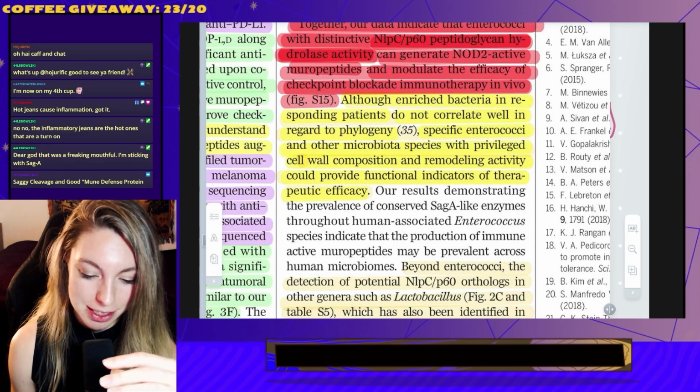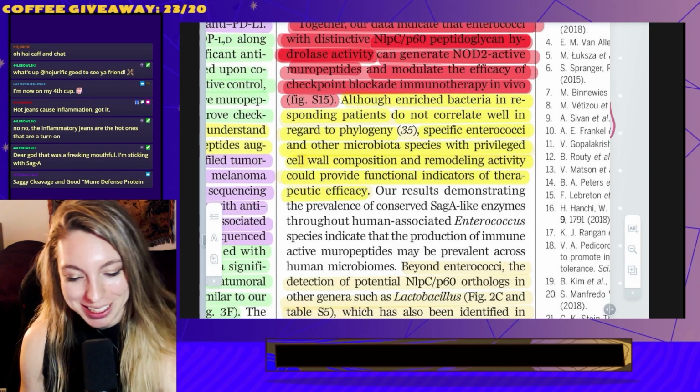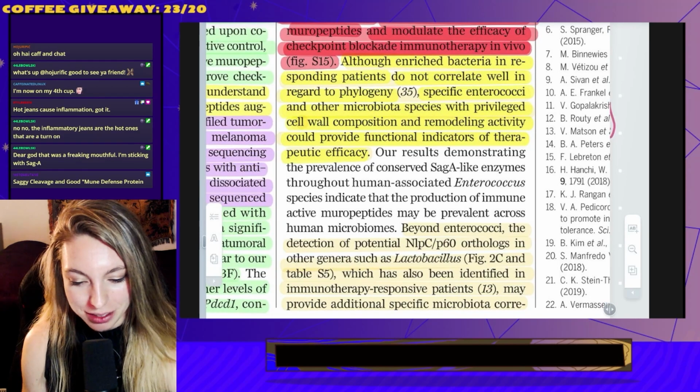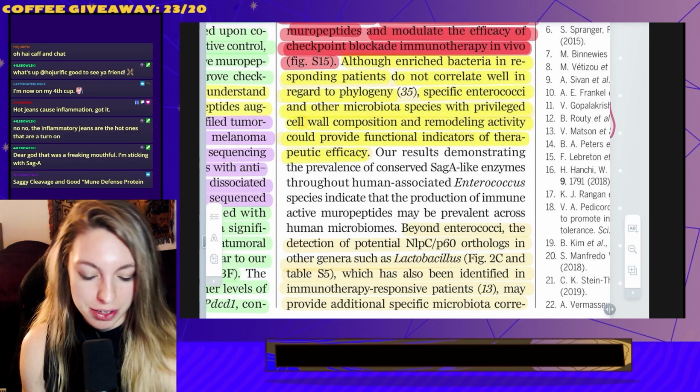When I read that sentence, my brain cells died. It's a very vague sentence, and I'm not quite sure what they're trying to get at. Let me think about this. Although enriched bacteria in responding patients do not correlate well in regard to phylogeny, specific enterococci and other microbiota species with privileged cell wall composition and remodeling activity. Yeah, I still don't understand it. Whatever.